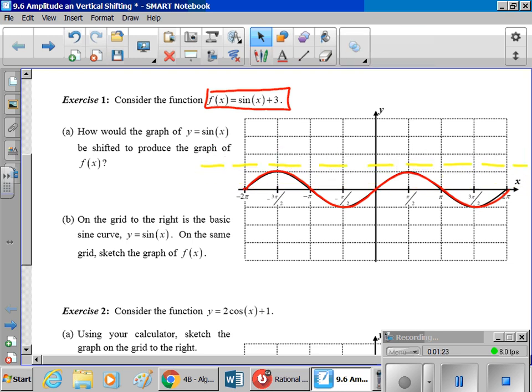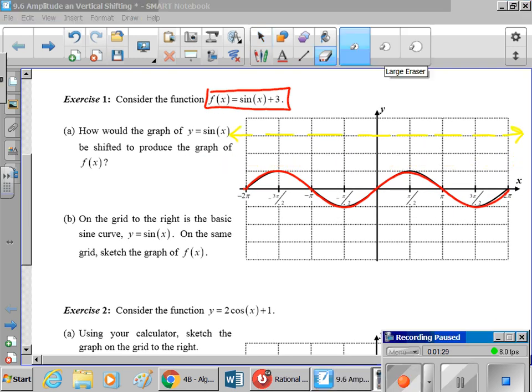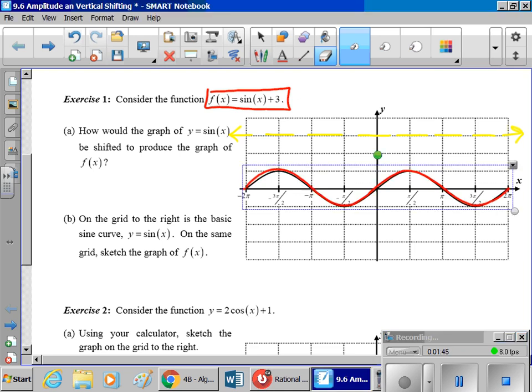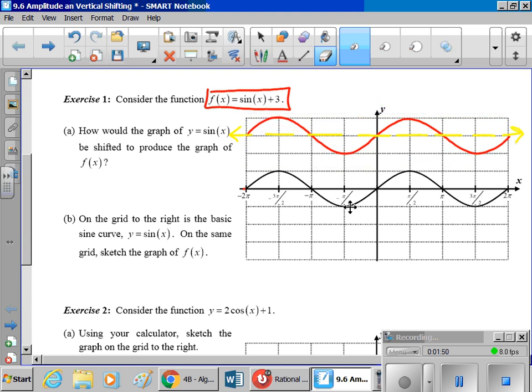I hate when it does that because now it's going to separate. Yep, it is. Okay, hold on a second. There we go. So it shifted up 3, from our x-axis all the way up 3 units. Now, on a smart board I can do this: we're going to take our regular sine curve and shift it so that the midline is right in the middle, just like our x-axis is for our regular sine curve. So that red sine curve now is what f of x looks like. f of x equals sine x plus 3.